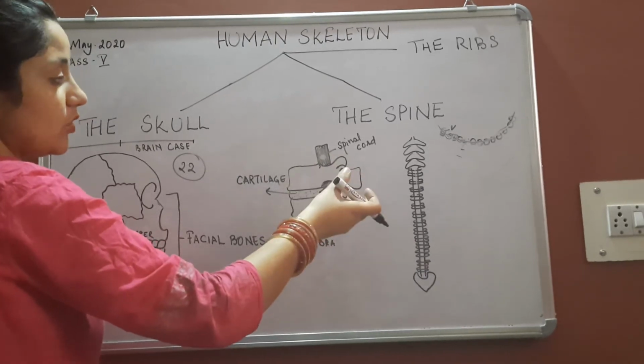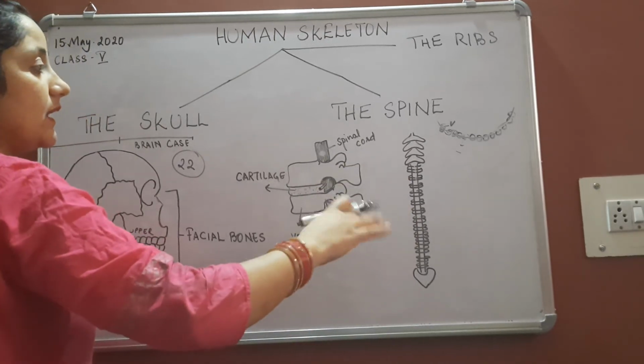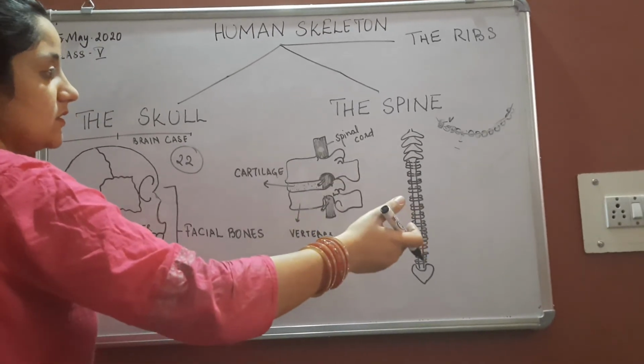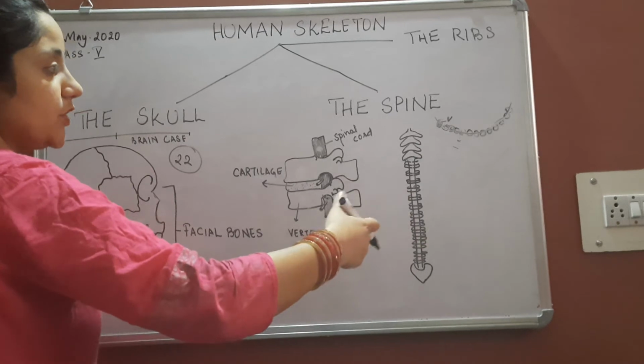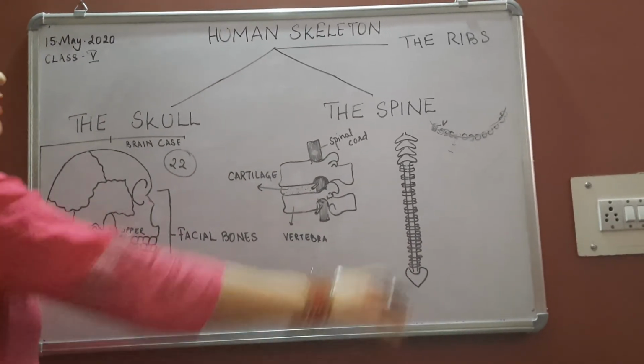These bones are called the vertebral column. This vertebral column or spine helps us to twist and bend. It enables our body to twist and bend. I hope you have understood. In the next video I will tell you about the ribs.